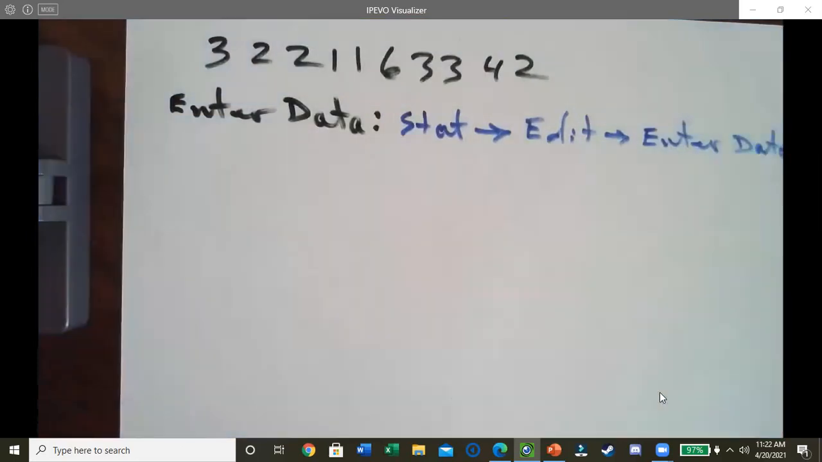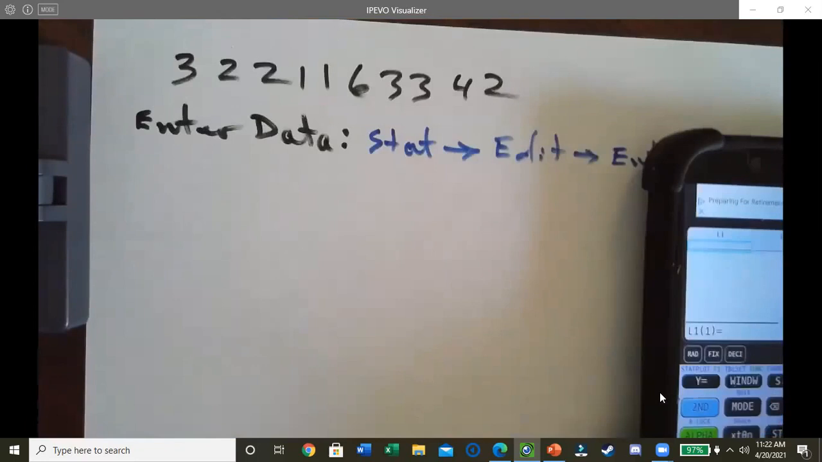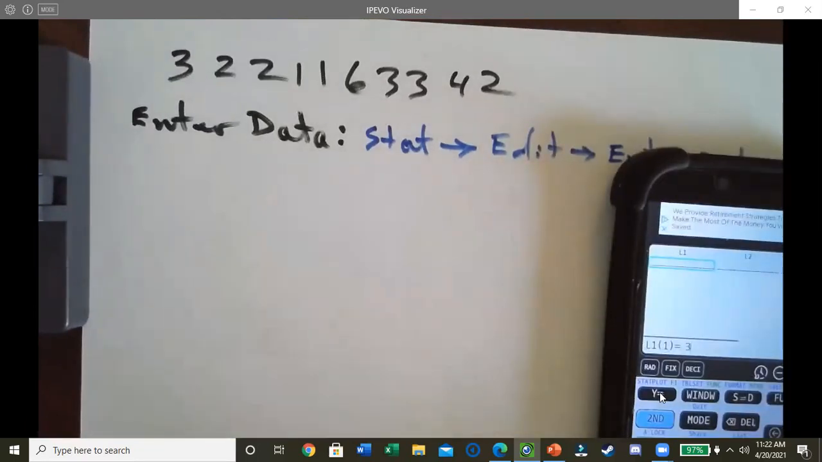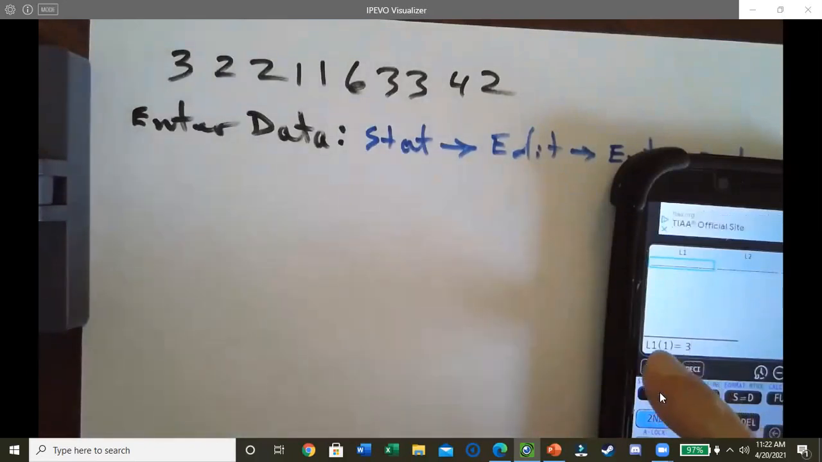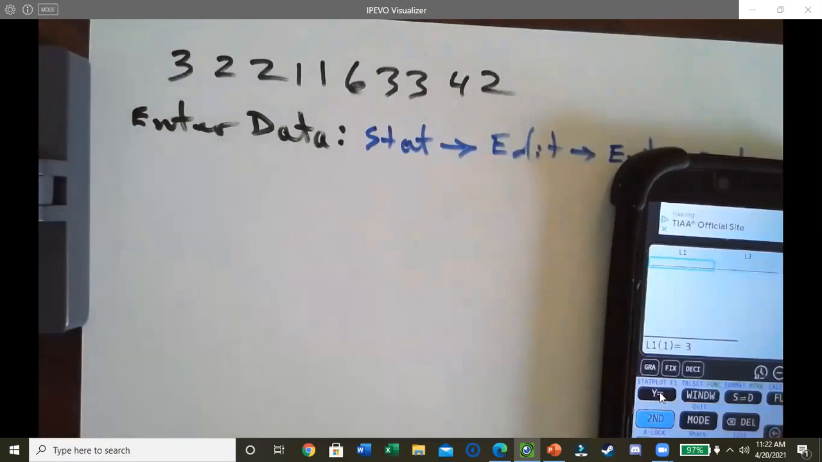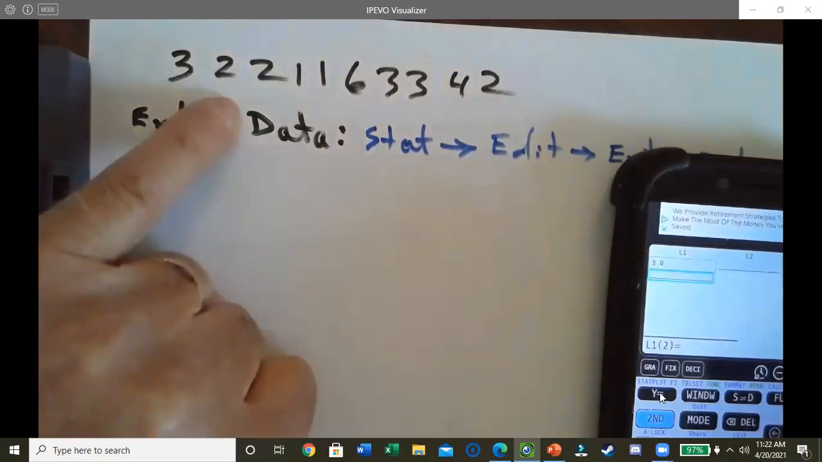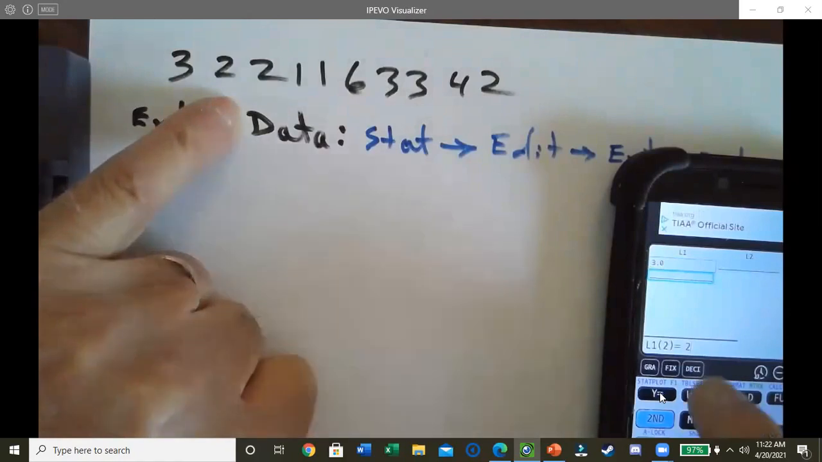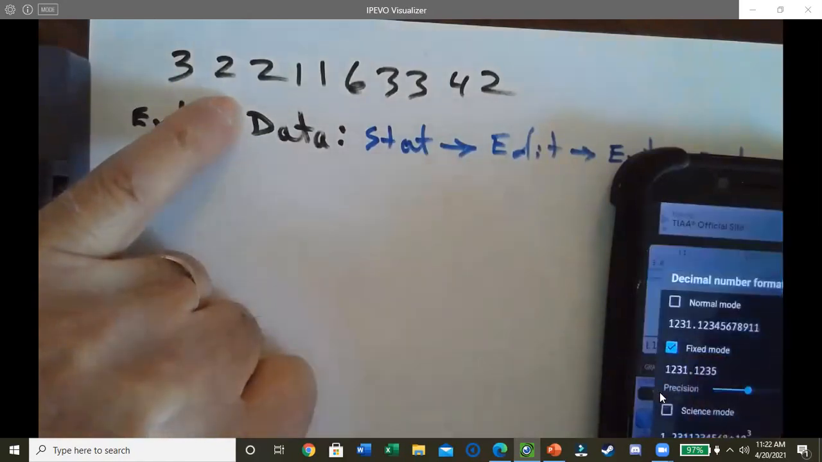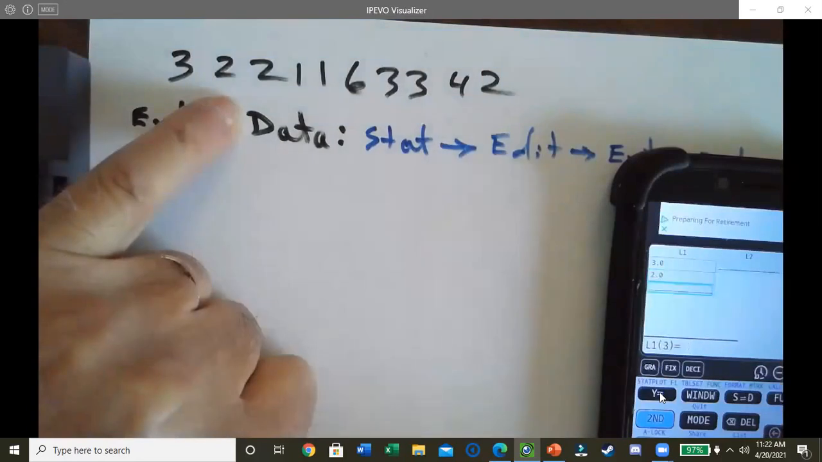Okay, so we have here 3. So we put in 3. And notice this L1 means list 1. So this is list 1, item 1. There's a 3, hit enter. There we go, and you can see the 3 in the list. So next one is a 2, so put 2, and see there's now item 2. So hit enter, and see there it is. So we just keep on going.